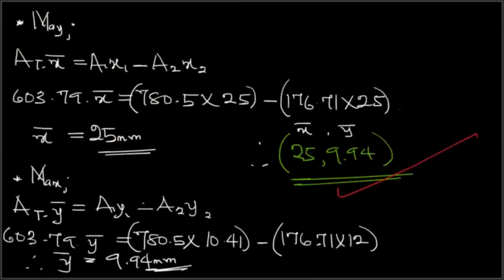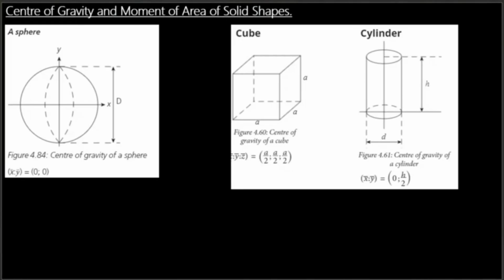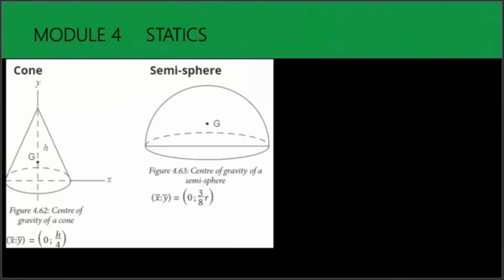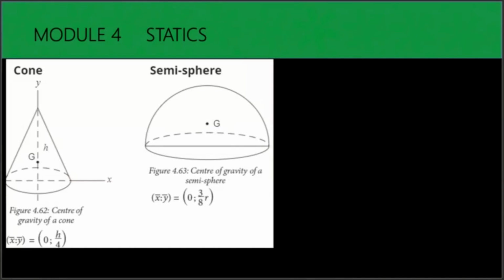So we have been dealing with lamina, and with lamina, the thickness and the mass is small, so it was neglected. But with the areas of solid shape, you can see here, these are the formulas for determining the centroid. It's the same thing. You can see for cylinder is h/2, and then that is for cube, that is for a sphere, and that is for a cylinder.